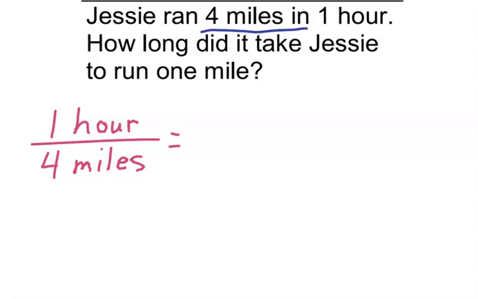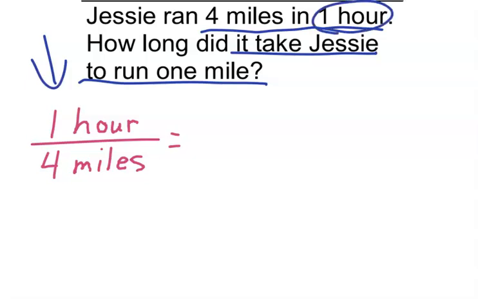Jesse ran 4 miles in 1 hour. How long did it take Jesse to run 1 mile? All right, so we already have it down here, 1 hour. It was 4 miles in that hour. All right, so how long did it take Jesse to run 1 mile? So we're not going to 1 hour. We're converting it down to the 1 mile.